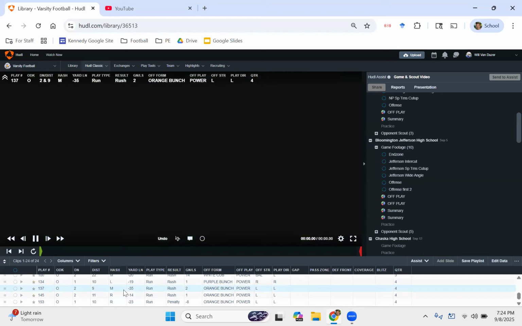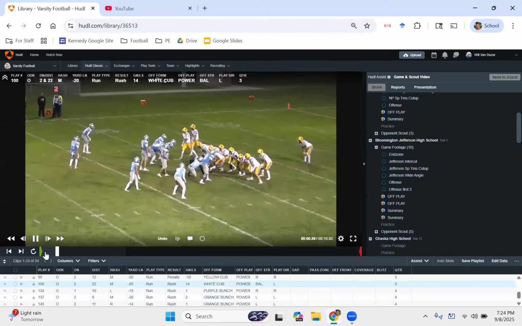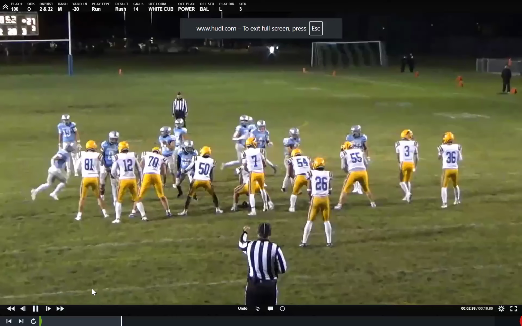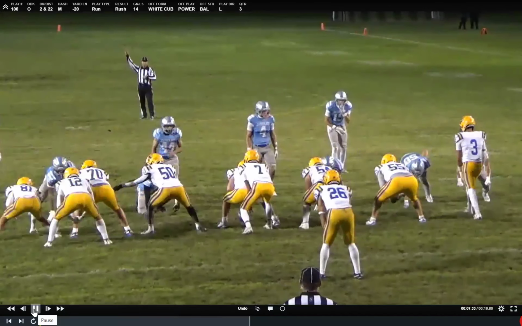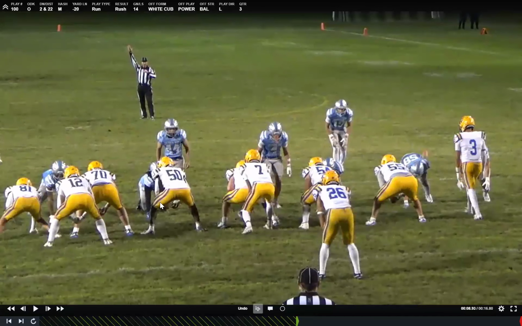Let's watch again our most recent game here. So we're running power to the left. Running power to the left. Our rule is gap, on. There's no one in our gap. There's a guy on us, so we should block him square. So we're going to base this.